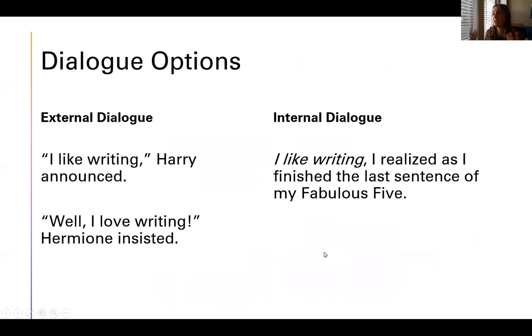You can also use dialogue in order to enhance your story and bring your audience into it with you. There are 2 different types of dialogue that you can use. The first is external dialogue, and you're probably used to seeing this in stories and novels. For example, I like writing, Harry announced. Well, I love writing, Hermione insisted. Here I have the dialogue that is being spoken out loud by the particular character alongside a speech tag.